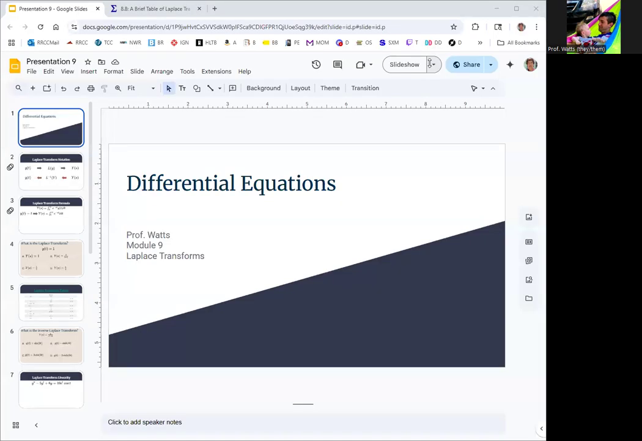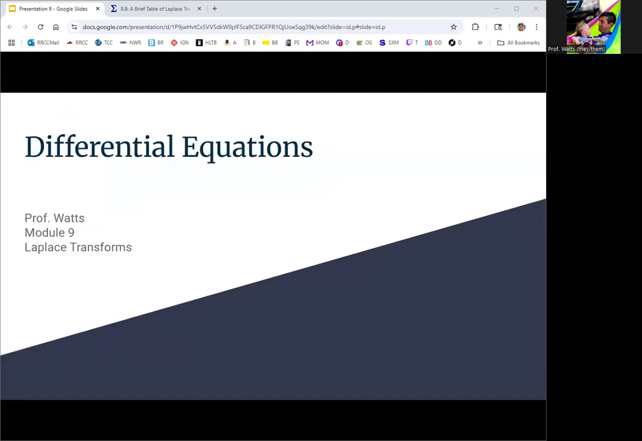We are going to be doing an overview of Module 9 in the Differential Equations course where we look at Laplace transforms. Let's first look at the notation for Laplace transforms.